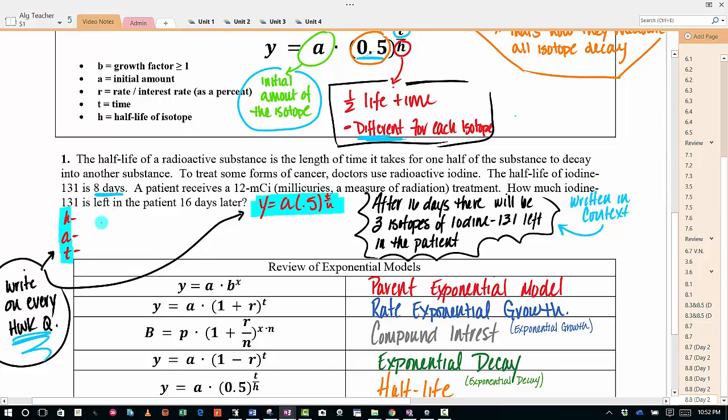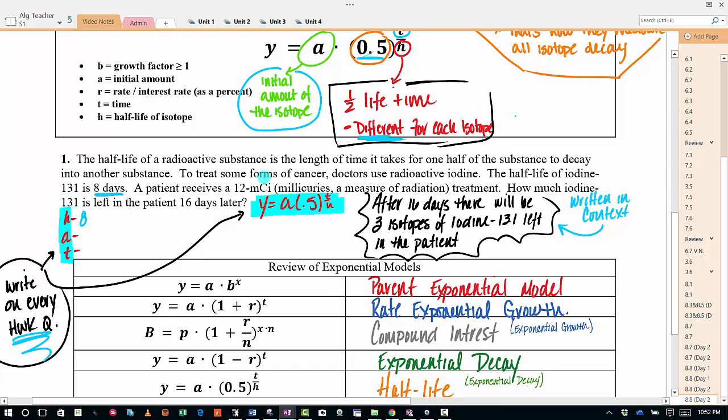Okay, so what we're going to do is we're going to identify our half-life time. This is our H, and we're going to write 8, because that's the half-life time. So a patient receives 12 millicuries, and again, nothing numbered there. That's just a measurement, not one that you're probably familiar with, but it's a measurement they use for medicine, especially with these iodine isotopes. Okay, so they receive 12 millicuries.